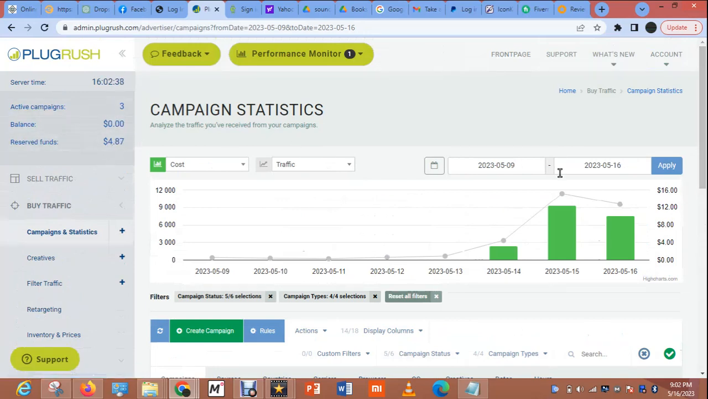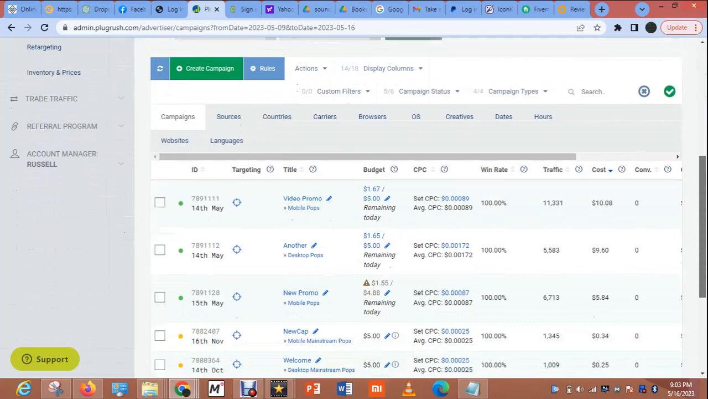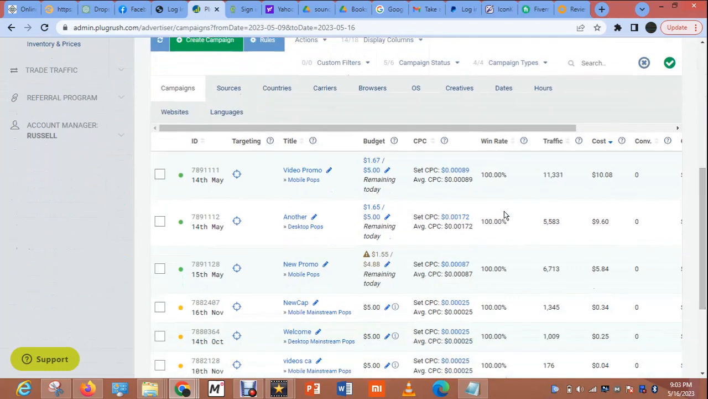This is how much remains. This is how much I spent yesterday. I spent up to $12 yesterday. Then the day I started, I spent about $3, and today I spent $10. So from this day to this day, within 2 days I've spent $22 plus. So let's see the traffic.